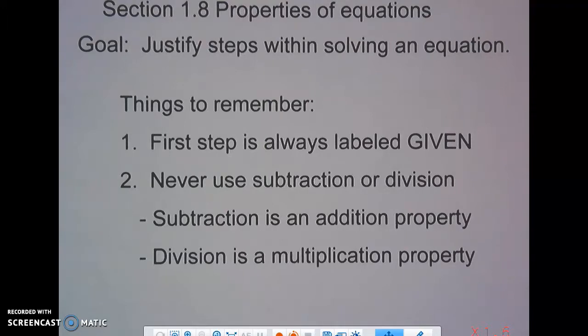So things to remember. First step is always going to be labeled given. No matter what, they gave you that equation, so it's always given. Second thing to remember is to never use subtraction or division. Subtraction is an addition property, and division is going to be a multiplication property. Another thing to remember is that what is happening in the question isn't necessarily what you would have done to solve the equation, but you need to look at their work and find what the properties are.